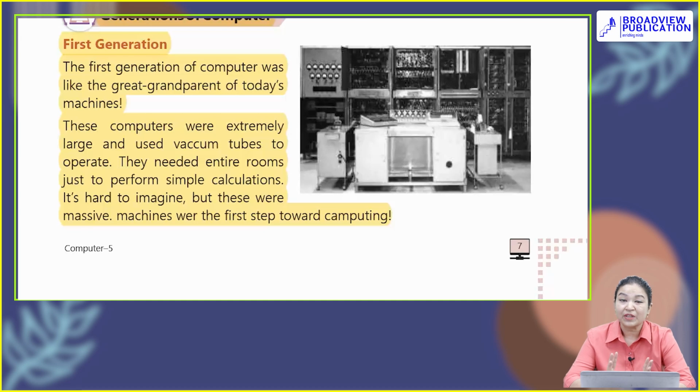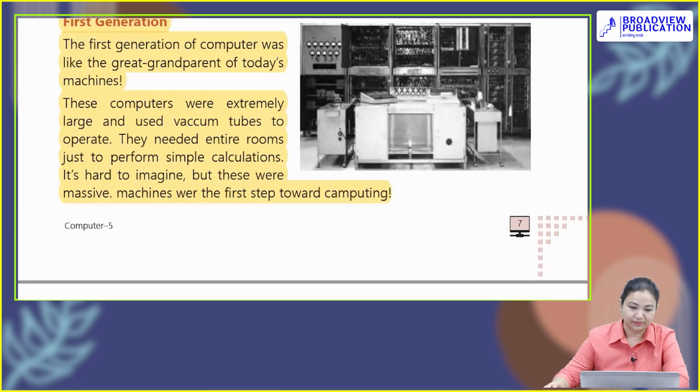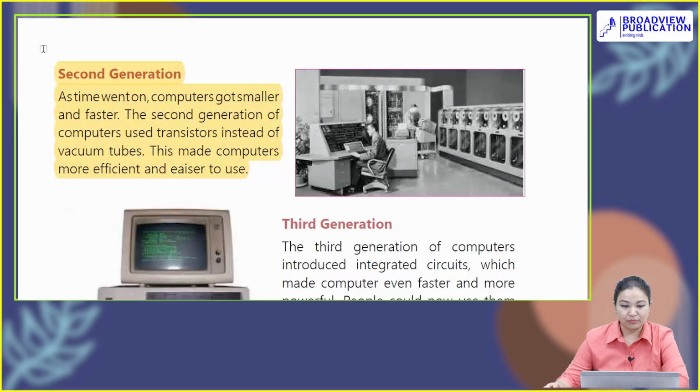So these were the ancestors of modern computers, and these were huge in size, so they were kept in big halls and big rooms, and they needed a lot of energy or electricity. Next is second generation computer. As time went on, computers got smaller and faster. This second generation of computers used transistors instead of vacuum tubes.